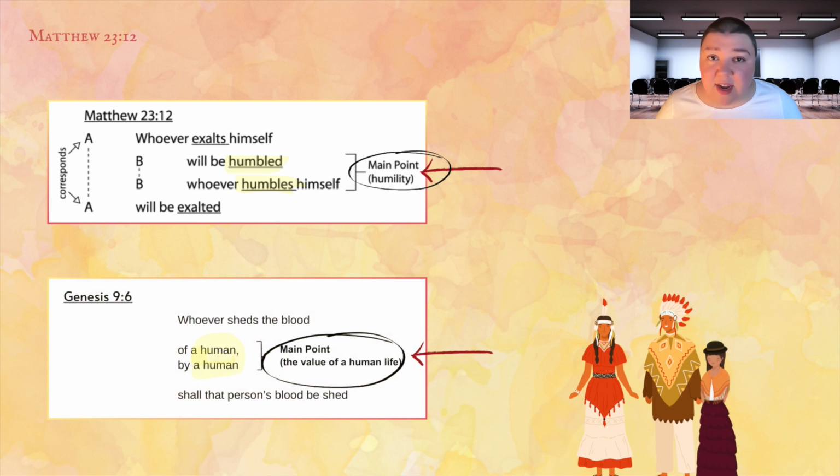Again, Genesis 9:6: Whoever sheds the blood of a human, by a human shall that person's blood be shed. An emphasis is being placed on the importance of valuing human life. This was chiastic structure in a small space.